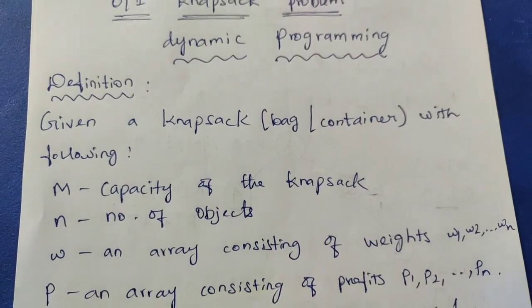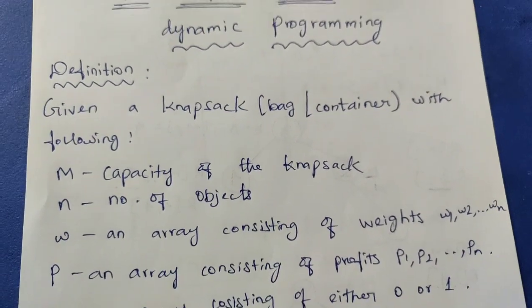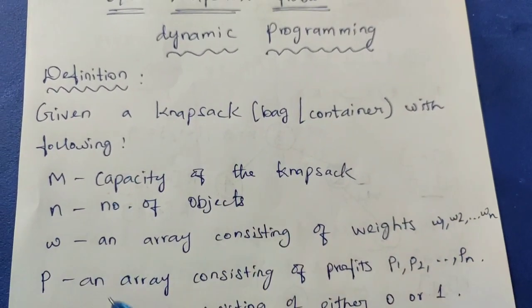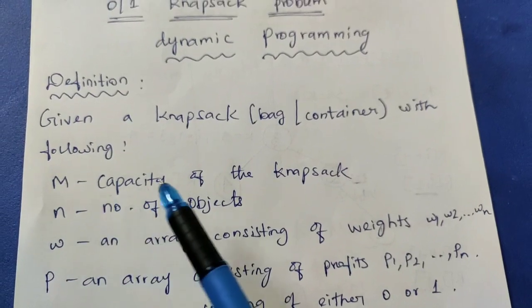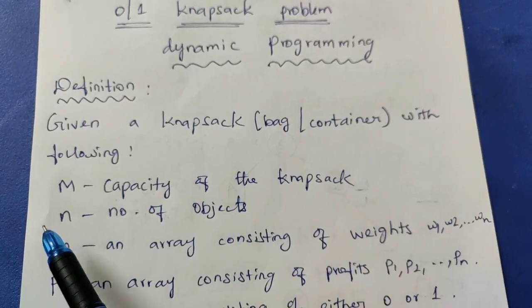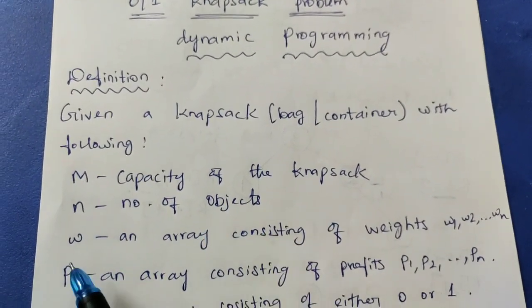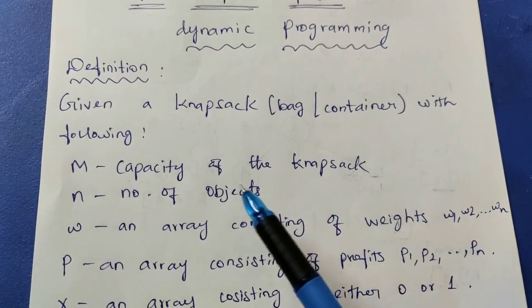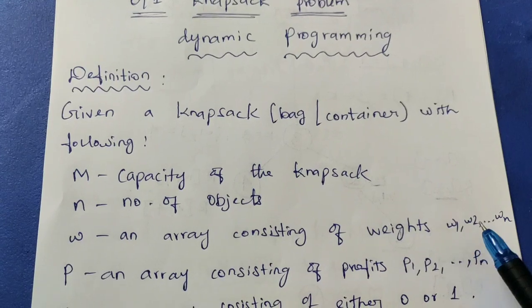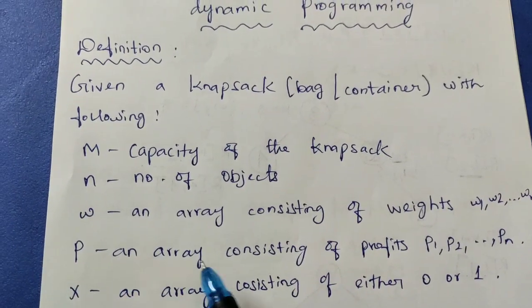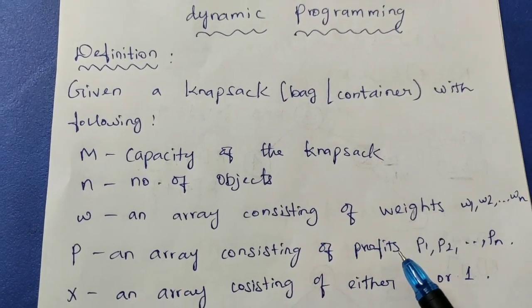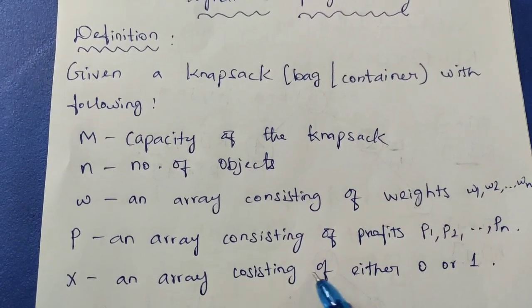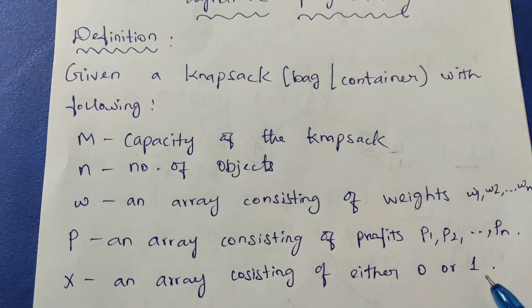Let us see the definition of a knapsack problem. Knapsack is a bag, or it can be considered as a container with the following information. M is the capacity of the knapsack, N is the number of objects, W is an array consisting of weights of the objects W1, W2 up to Wn. P is an array consisting of profits P1, P2 up to Pn. X is an array consisting of either 0 or 1.